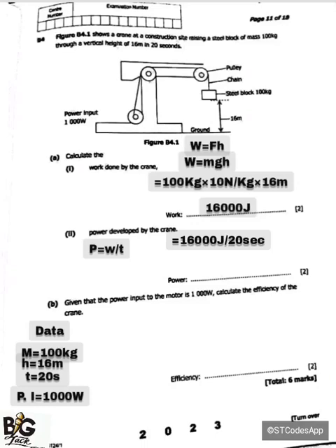800 watts. So in this case here, power is measured in what? In watts. So I'm going to say power is equal to 800 watts. Okay, let's move on to the next one, which is question B. Question B reads, given that the power input to the motor is 1000 watts, calculate the efficiency of the crane.